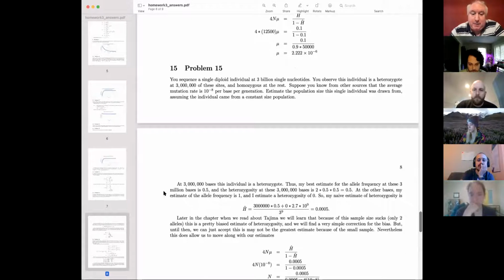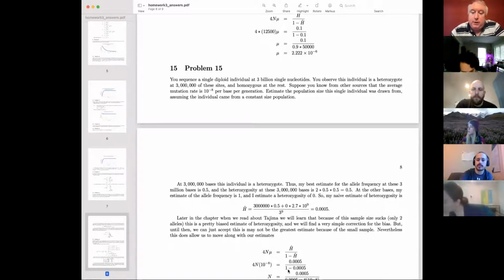At all the other bases, my best estimate of allele frequency is 1. So I estimate a heterozygosity of 0. So my naive estimate of heterozygosity is 3 million times a half plus 2.7 billion times 0, divided by 3 billion. And I ended up exactly 1/2 of what Kevin did.